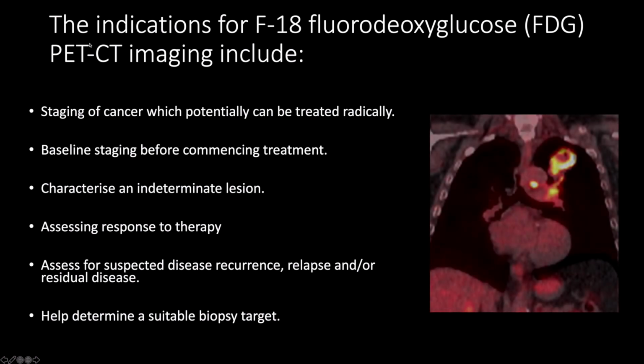So PET CT can be used to stage cancer, which can potentially be treated radically. So if you remember with our case, the left upper lobe lung cancer, which is showing very hot uptake on the PET scan, is also being found to have nodal disease that you might not have picked up with other imaging. So a PET scan is very good for that kind of baseline staging, because a PET CT can find other sites of disease that you might miss on other imaging. And remember, if you do find metastatic disease, the patient may not be able to have curative surgery. So it's very good as a baseline staging as well before commencing treatment.